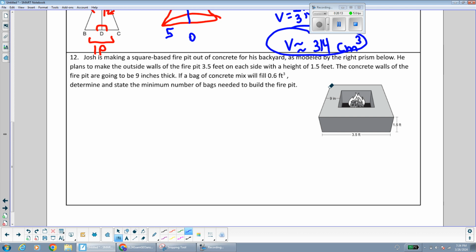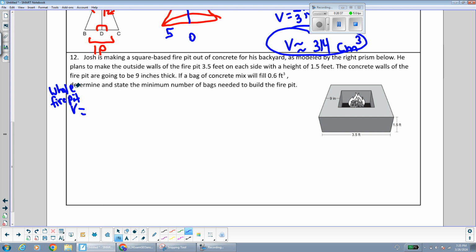So if we take the whole and we subtract off the hole, the inside part, then we'll just be left over with the concrete that we need. So first we're going to find the volume of the whole fire pit. So I'm going to write here, this is the whole fire pit.